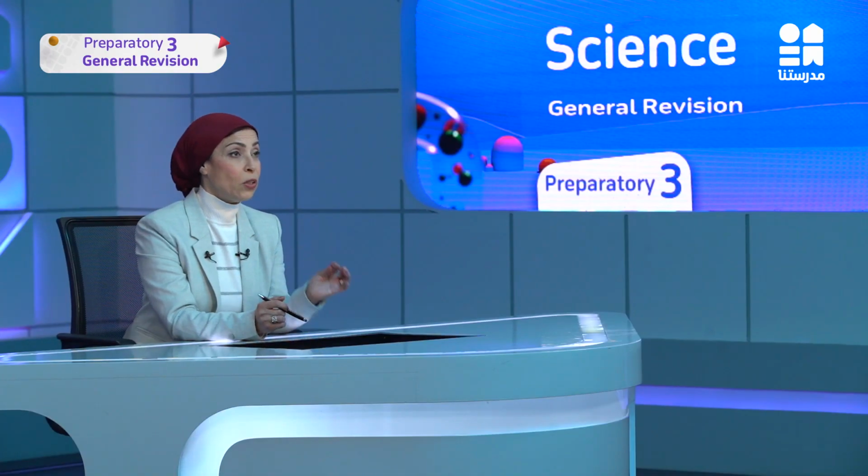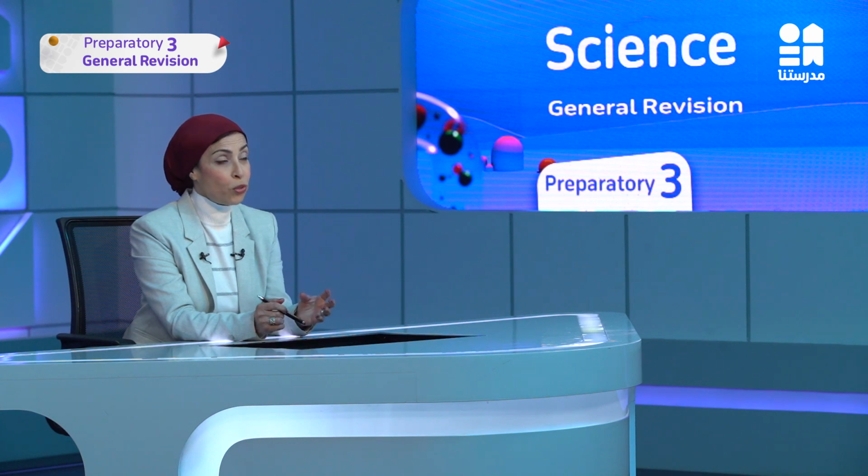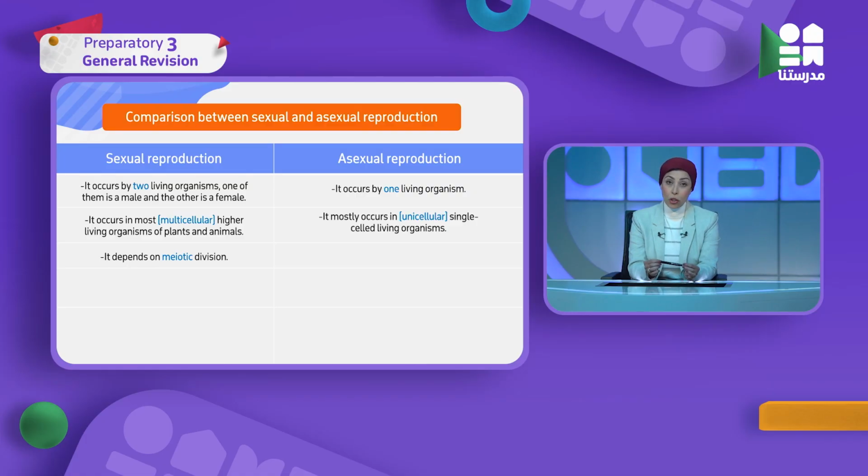What about asexual reproduction? It occurs in unicellular organisms. I said before, uni means that it consists of only one cell, while multi consists of many cells. Number three, sexual reproduction depends on which type of division? On meiotic division. It happens by meiosis to produce gametes, while asexual reproduction depends on mitotic division because it's a kind of division to increase only the number of cells, so it's only mitotic division.